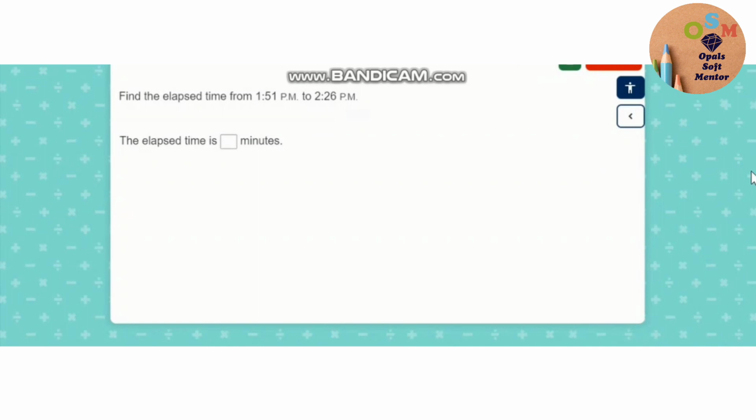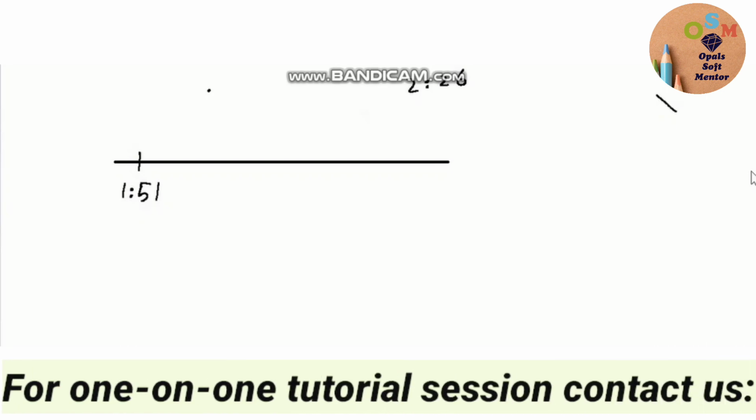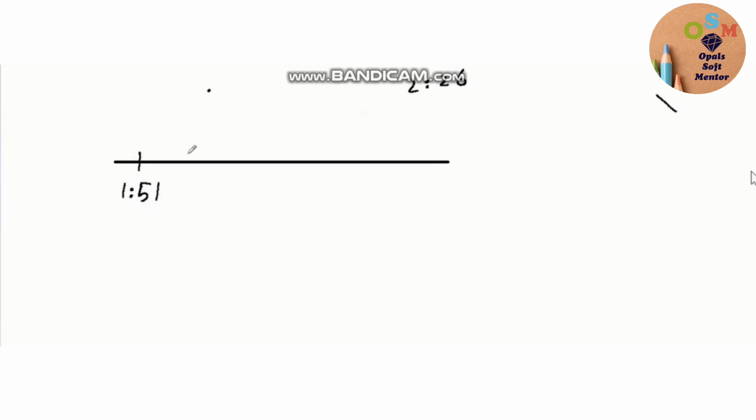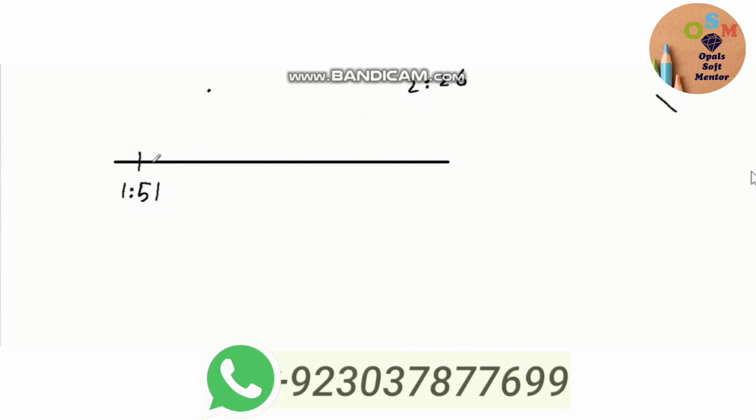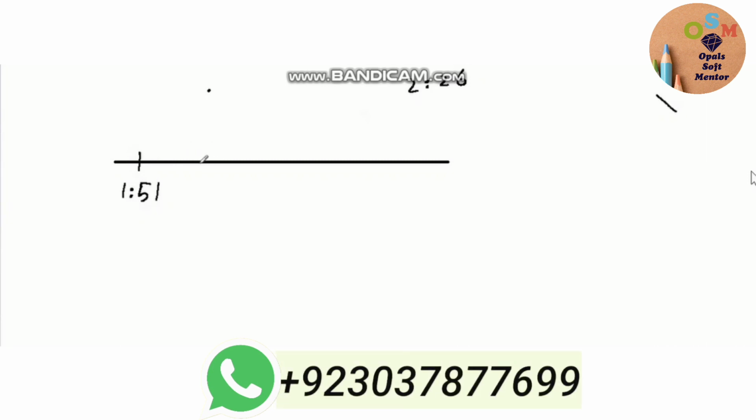Okay, it says it's 1:51 to 2:26. Remember, student, our steps are first we draw our number line, and we're also supposed to draw our starting time, which is 1:51. We're supposed to find the elapsed time from 1:51 to 2:26. So after that, our next step is from our starting time to get to the next hour.